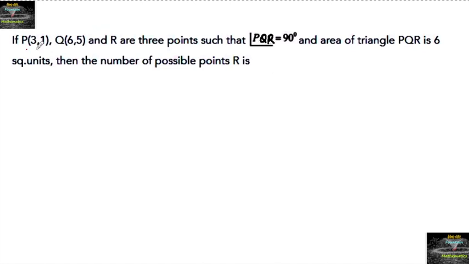If P(3, 1), Q(6, 5), and R are three points such that angle PQR is equal to 90 degrees and the area of triangle PQR is 6 square units, then the number of possible points R is... Here it is given a right angle triangle.